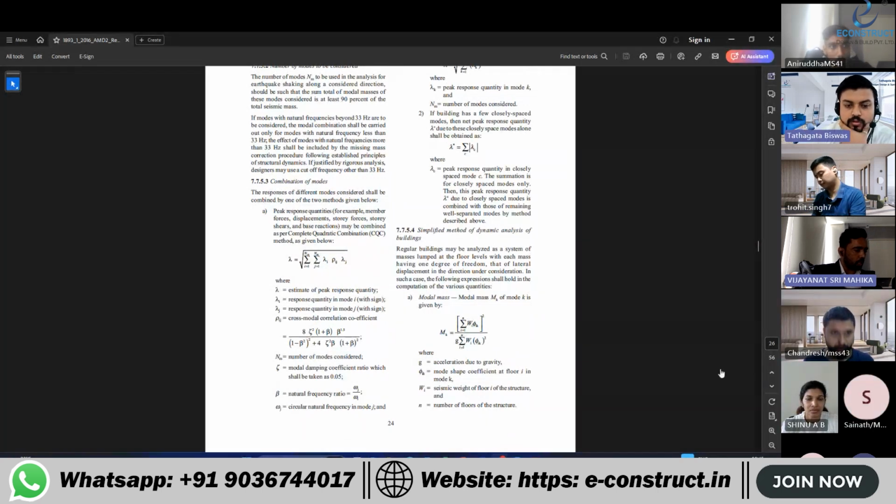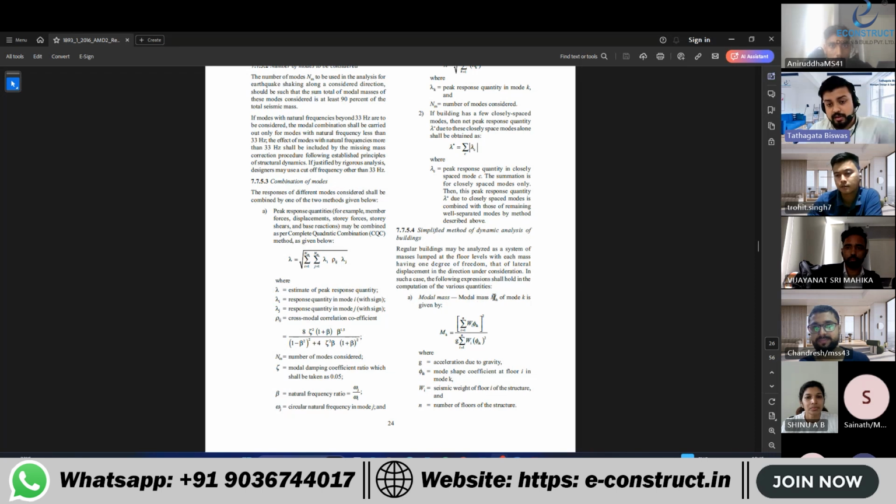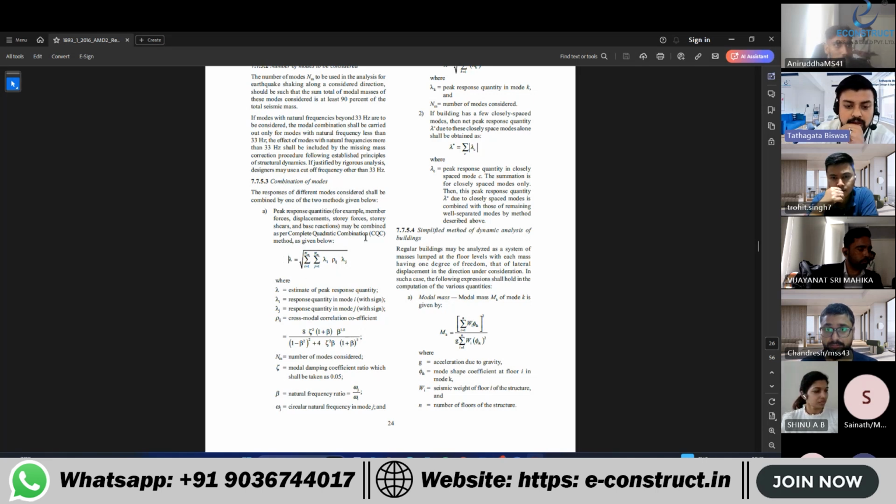So this is the formula for finding out the peak responses through the CQC method, which we are not doing. We are generally doing the SRSS method for dynamic analysis. That also is one of the methods that you can use. But for CQC, if you do it, the backend will run this lambda formula for you, and it will give you the estimated peak response quantity. So what is the peak response that is coming amongst all the modes?